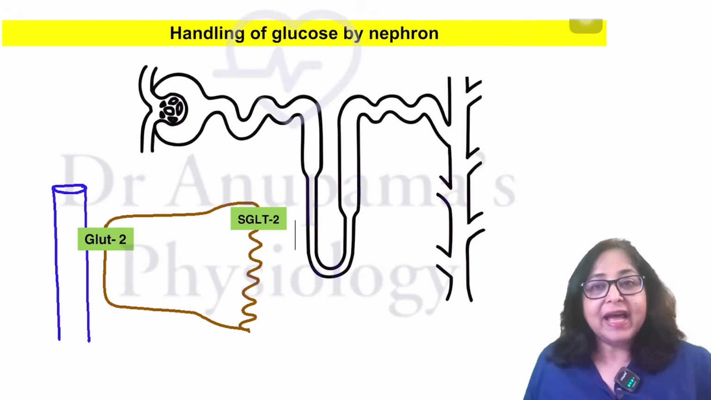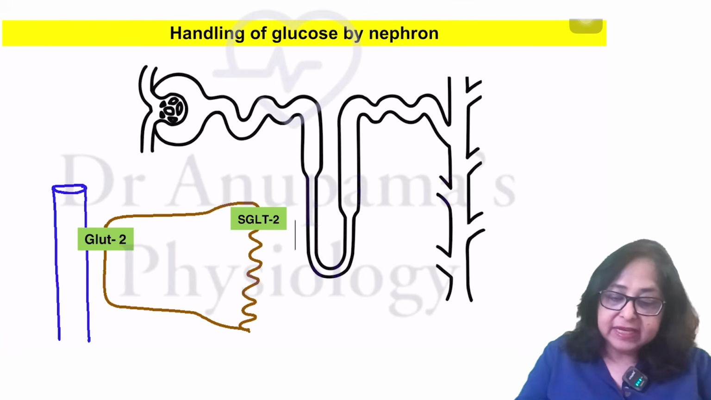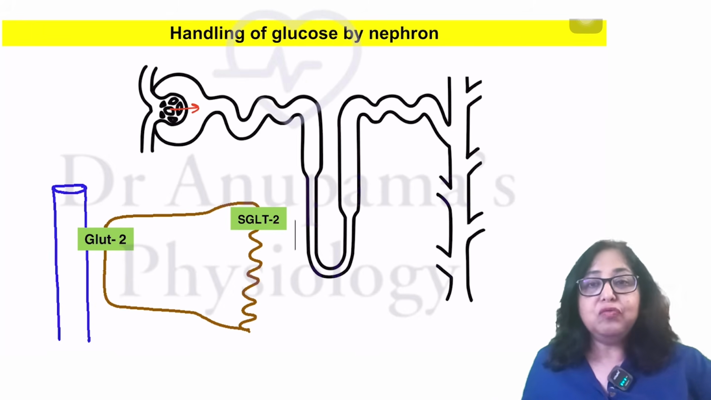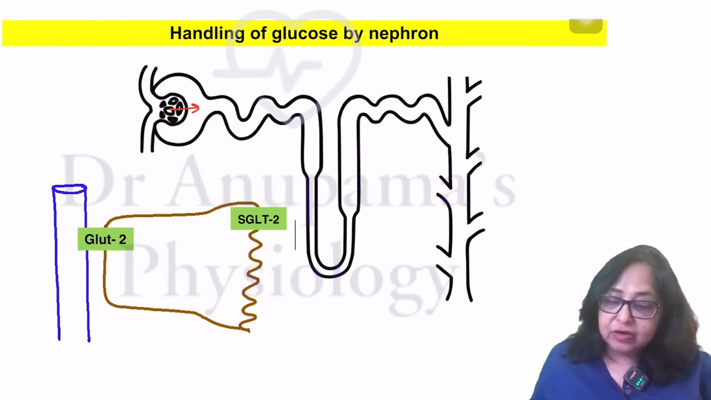Next, let's have a look at how the kidney handles glucose. Now, glucose is a freely filtered substance, but glucose will be reabsorbed completely in the PCT itself. And how does glucose get reabsorbed in the PCT?